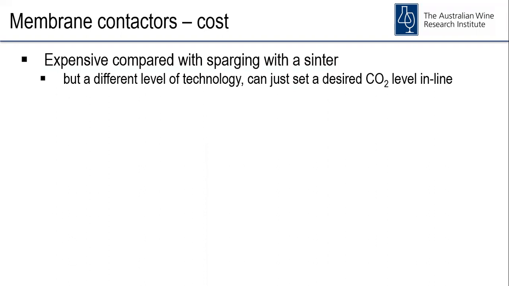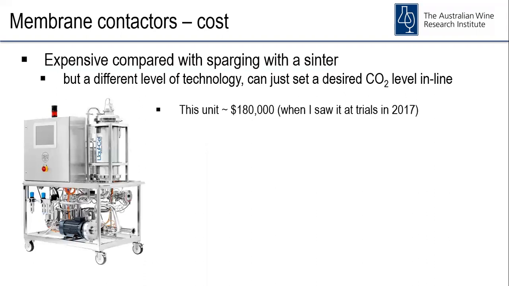So, costs. There's no denying that this sort of technology is expensive compared with sparging with a sintered, but it's really a different level of technology. If you use it in the right way, you can just set a desired carbon dioxide level in line and remove oxygen as well. This unit, which I went and saw some trials on back in 2017, and I've seen it again, cost $180,000 when I saw those original trials. Membranes cost about $40,000.